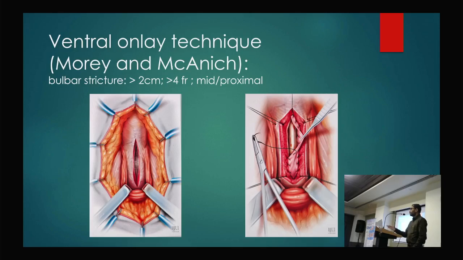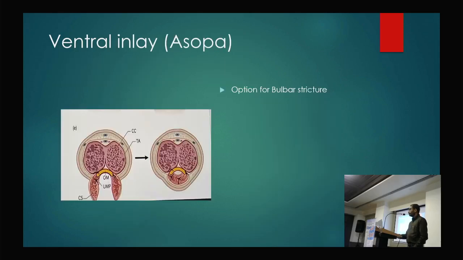What are the disadvantages of this technique? In the long term, as there is not a lot of support, there is a chance of a diverticulum or some pseudo-diverticulum formation. Another technique is by Asopa, where he opens the spongiosum ventrally and incises the stricture dorsally and puts an inlay.